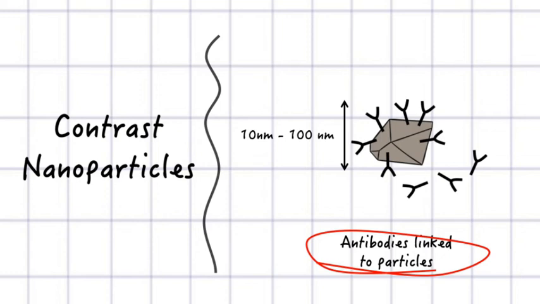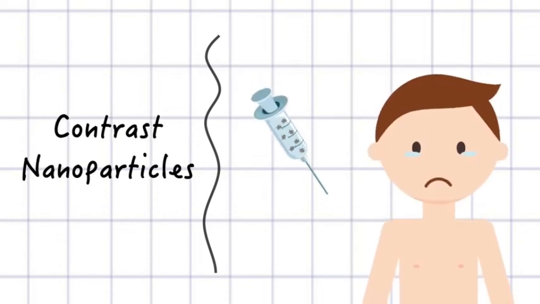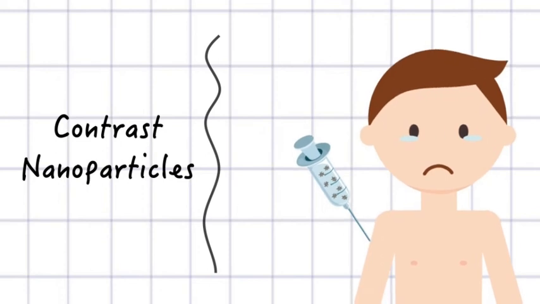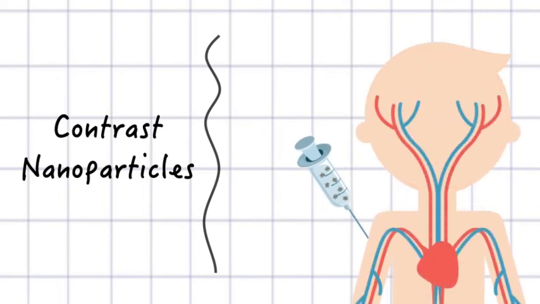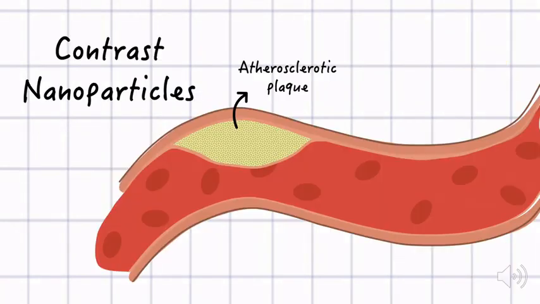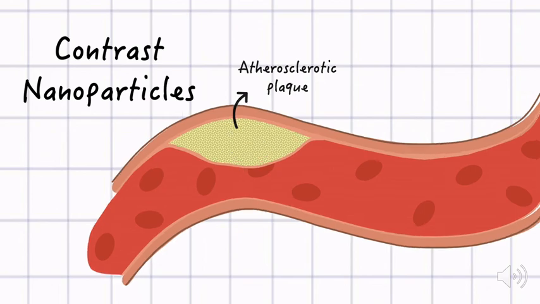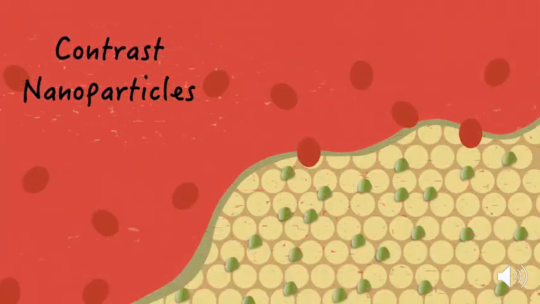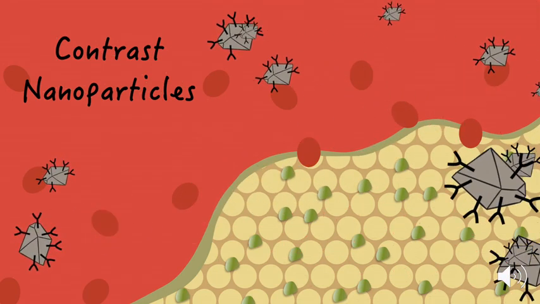For the detection of cardiovascular disease, the contrast nanoparticles are introduced into the bloodstream. In this example, the particles are targeted towards proteins on the surface of an atherosclerotic plaque. These plaques can lead to blockage of arteries, resulting in events such as strokes or heart attacks. When the particles bind to the plaque, high loading of the particles can be achieved due to their small size.